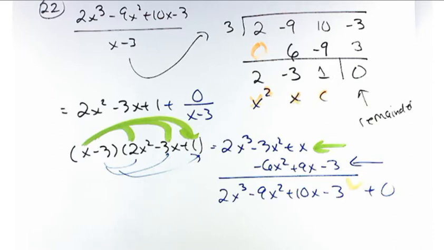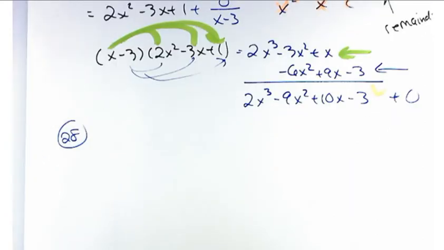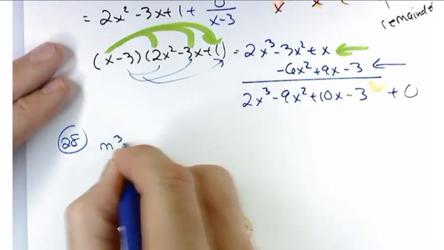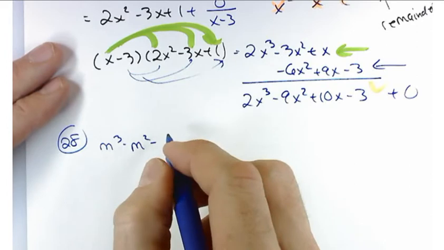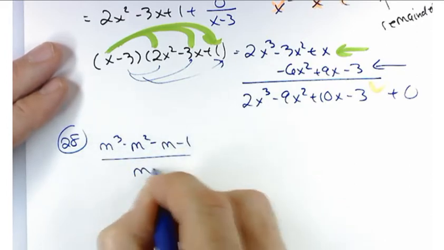Let's take a look at 28 then. No, 28's kind of more of the same. But let's do 28. Special long distance dedication to a lonely heart in a math class. All right. So we've got m cubed minus m squared minus m minus 1 over m minus 1.